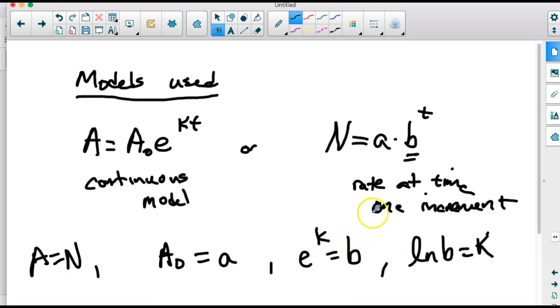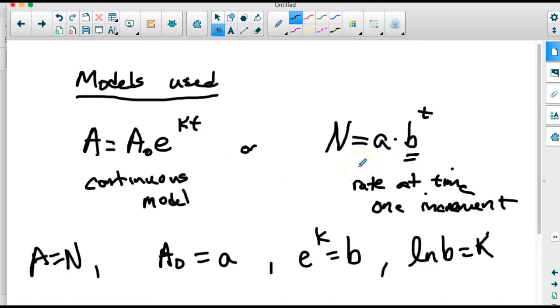So these are the two equations we would use to find out what k is and what b is. If we knew what b is in this model, we can figure out what k is by just taking the natural log of it, and that'll give us this value up here in the equation. If we knew what e to the k is, we can actually find this value of b in the other model.